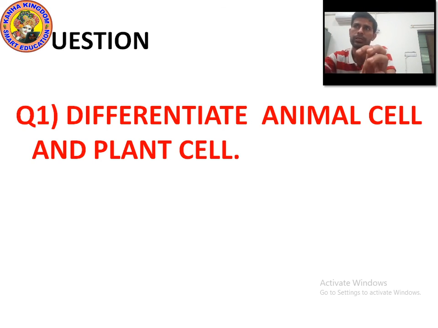Next point, in plant cells centriole is absent, but in animal cells centriole is present. In plant cells the nucleus is present along the periphery of the cell, but in animal cells the nucleus is at the center of the cell. In plant cells lysosomes are rare. In animal cells lysosomes are present. In plant cells the storage material is starch grain. In animal cells the storage material is glycogen granule.